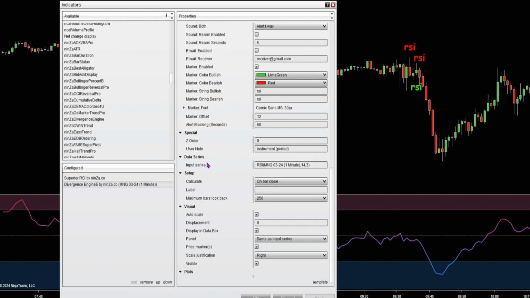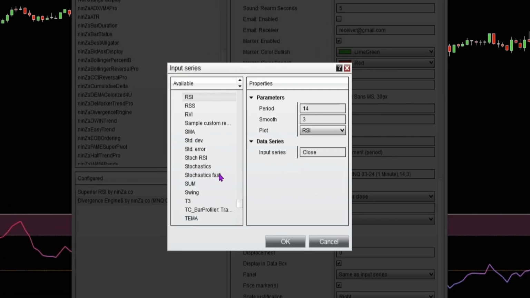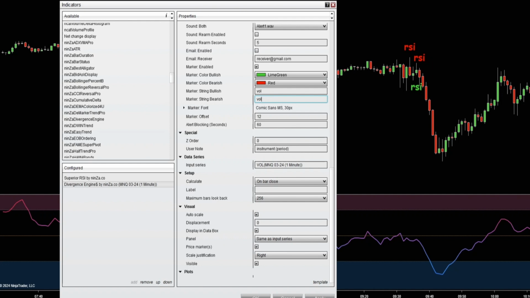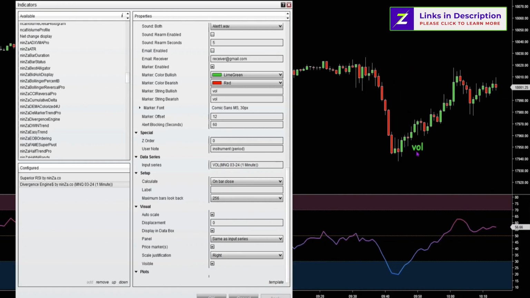But right here, the data series, the input series, this is where you can choose the indicator that you want to measure the divergence on. Stochastics, RSI, MACD, volume. I like using the volume as well. Here's our one volume divergence signal. I don't even have to have the volume indicator on my chart taking up space. I can just be measuring the divergence right within this indicator and it will print the signal for me. So with just this one indicator, I can measure divergence on many, many different sources. So if you're someone that enjoys trading with divergences, this can be a very valuable tool.